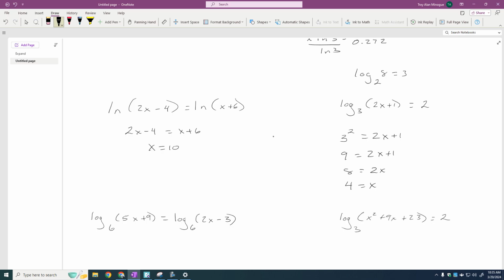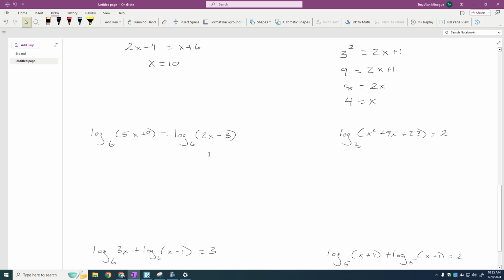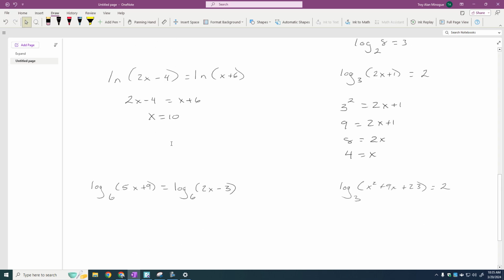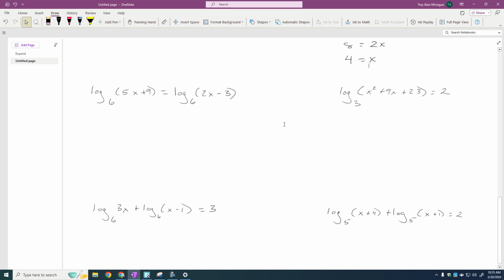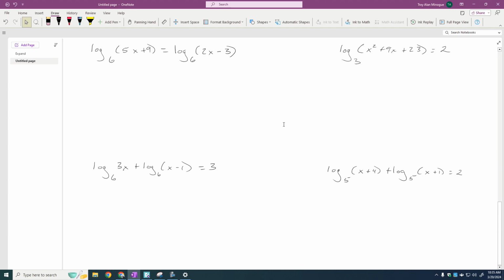Okay? Your turn. Try the next one here, and you ask yourself the question, does it look like this, or does it look like this? And I'll give you a second to solve. Or you hit pause and solve it as long as you need to solve it.